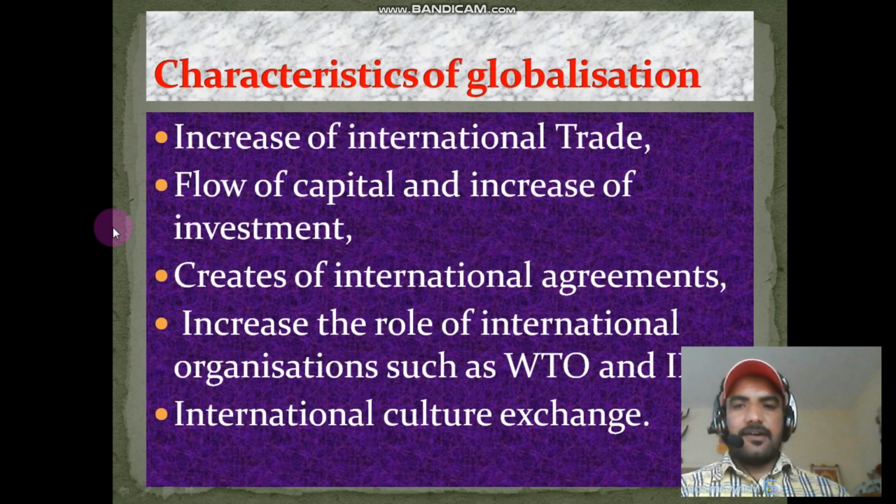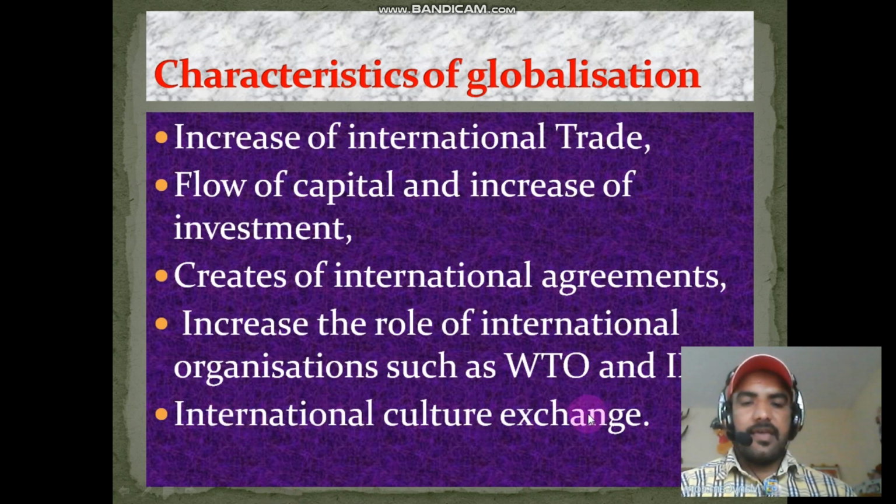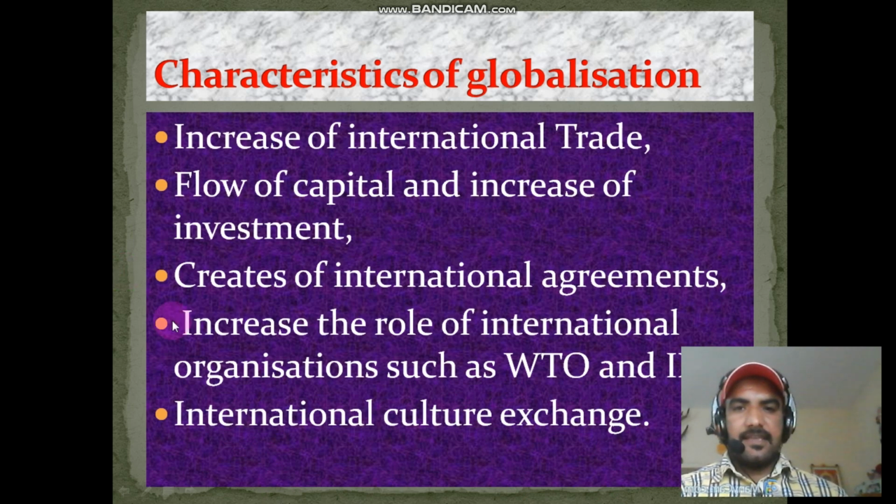The characteristics are increase of international trade, flow of capital and increase of investment. It creates international agreements and increases the role of international organizations such as WTO and IMF, and international cultural exchange. These are the major characteristics of globalization.